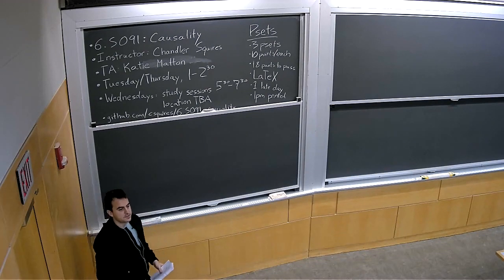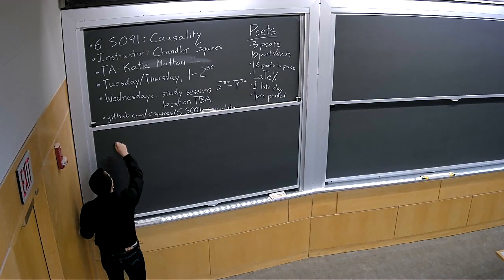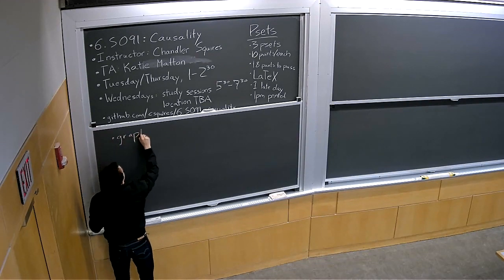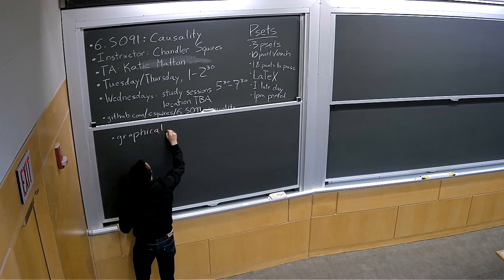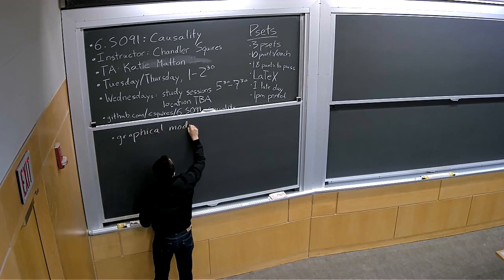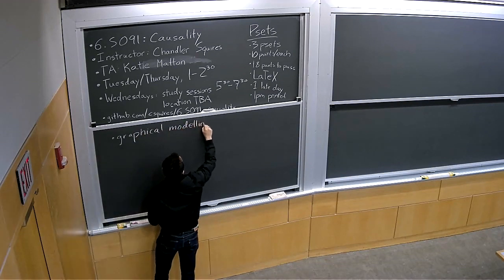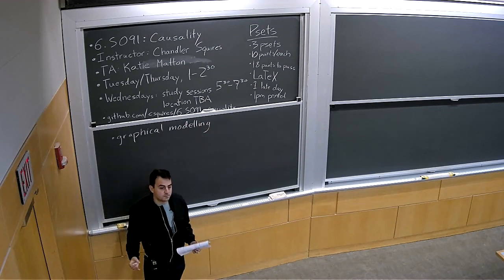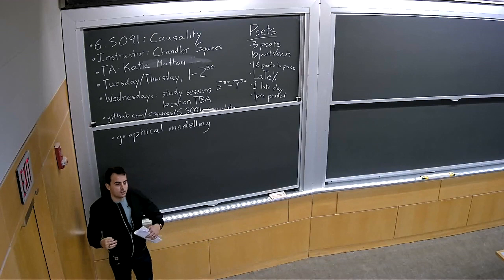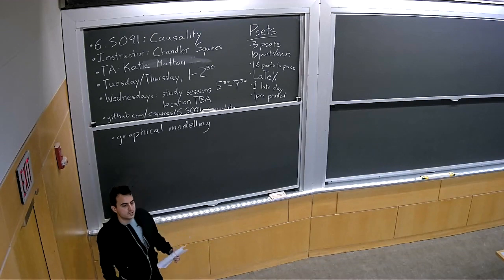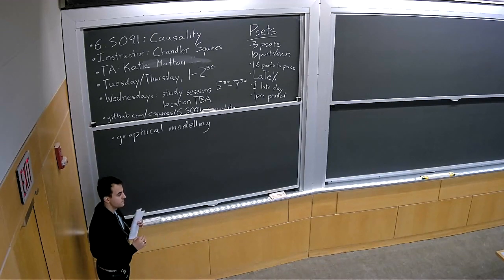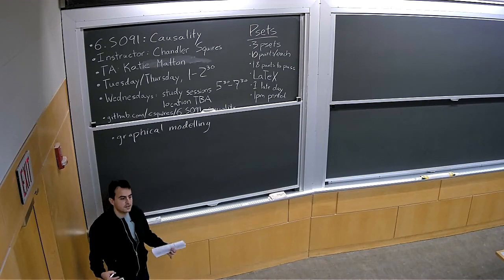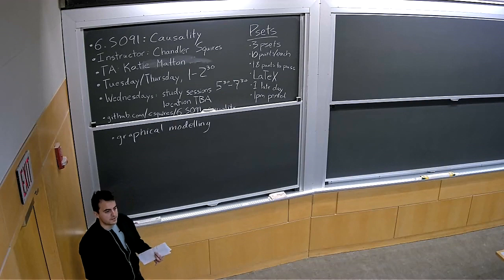So this class is going to be about causality from a particular perspective, and that's going to be a graphical modeling perspective. This is in contrast to causality from more of a potential outcomes perspective, which is maybe what's taken by statisticians. There's kind of a divide between the graphical modeling side and the potential outcome side. It's been coming together over the past few years.